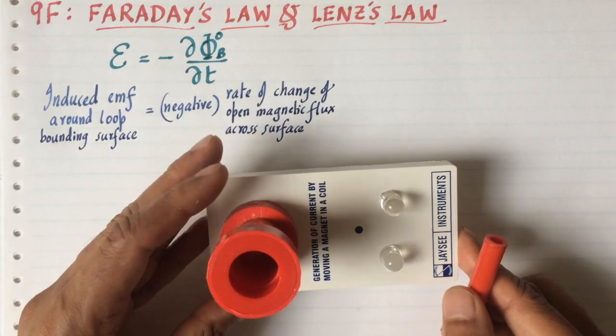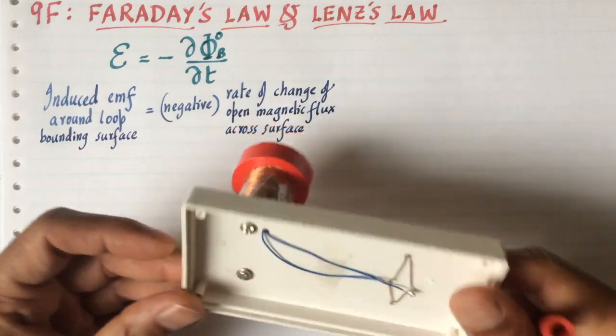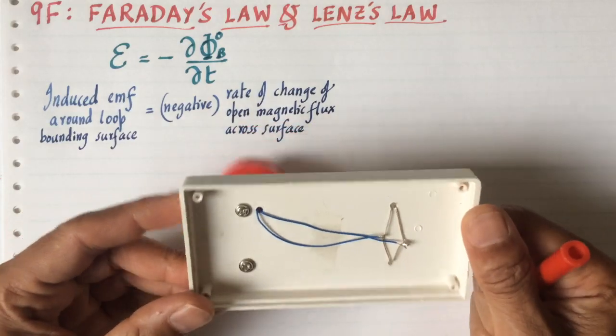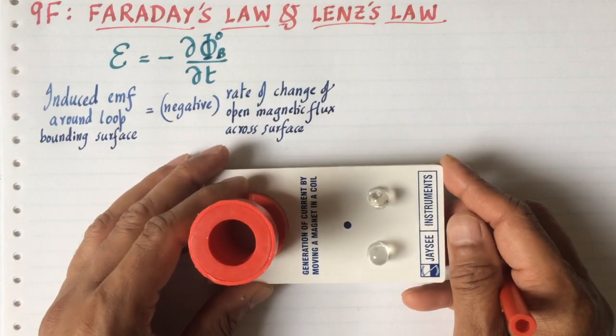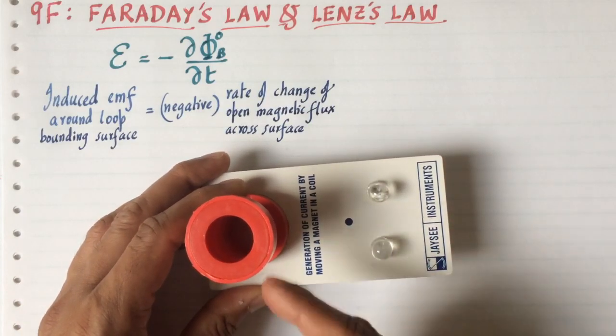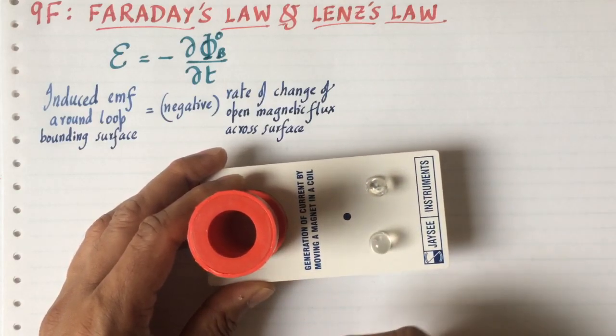In this case, the core is plastic. And two diodes. These diodes are wired so that only one of them will light up, depending on the direction of the current. If the current is in the forward direction, let's say, this one lights up. If it's in the reverse direction, this one lights up.